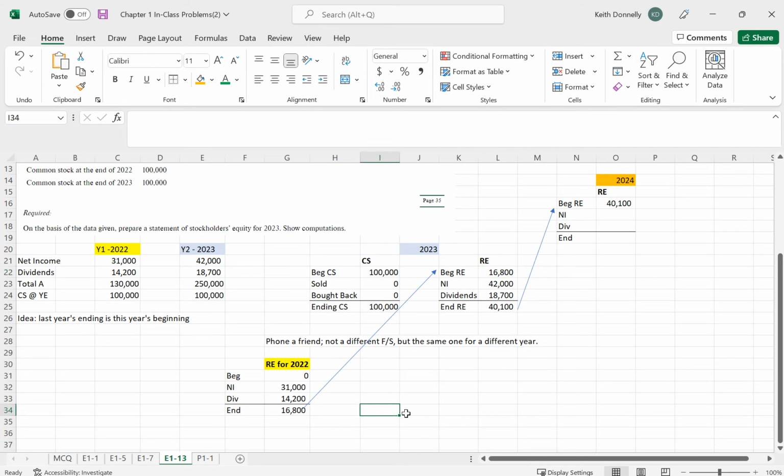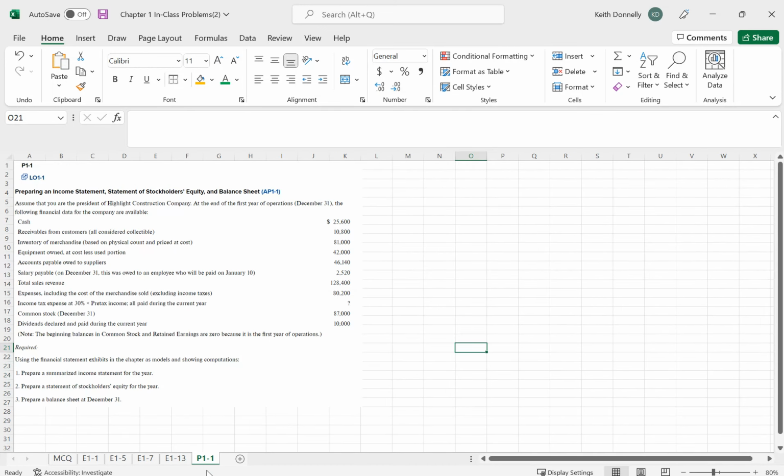The whole idea of this, that last year's ending is this year's beginning, it's like that song Closing Time. If you know that song, there's a line in there that says something like every new beginning comes from some other beginning's end. Closing Time's a good song. That's the idea. It's closing time. Last year's ending is this year's beginning. It all flows through that way.